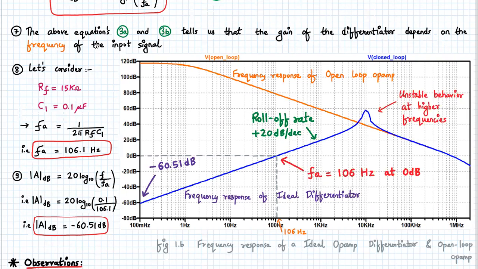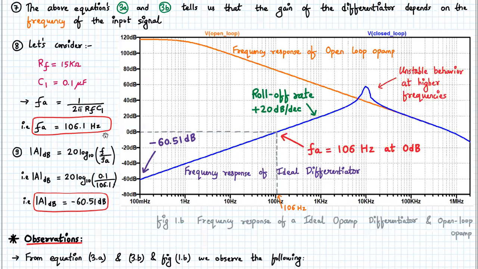We have considered RF as 15K and C1 as 0.1 microfarad. With that, if you plug in the values, you will get FA as 106.1 hertz, and delta A in dB will be 20 log to the base 10 of F upon FA, which is 0.1 divided by 106.1, and it came out to be minus 60.51 dB.